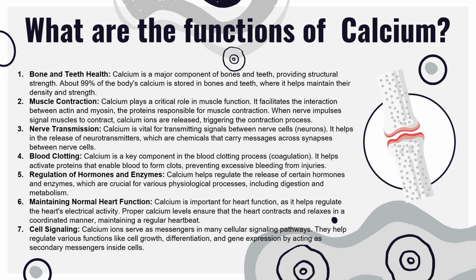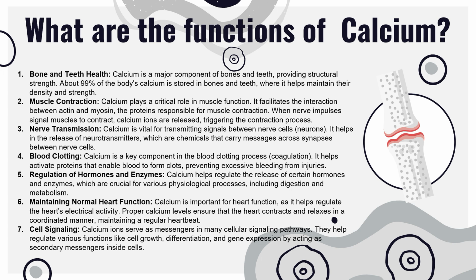At number 6, we have maintaining normal heart function. Calcium is important for heart function as it helps to regulate the heart's electrical activity. Proper calcium levels ensure that the heart contracts and relaxes in a coordinated manner, maintaining a regular heartbeat and thereby preventing arrhythmias. And finally, at number 7, we have cell signaling.